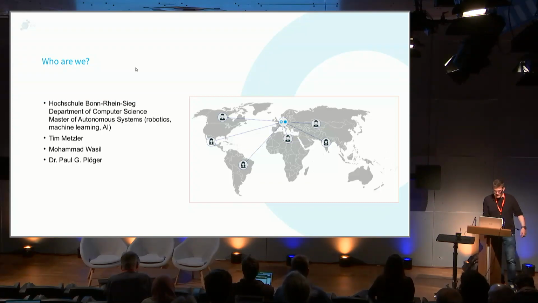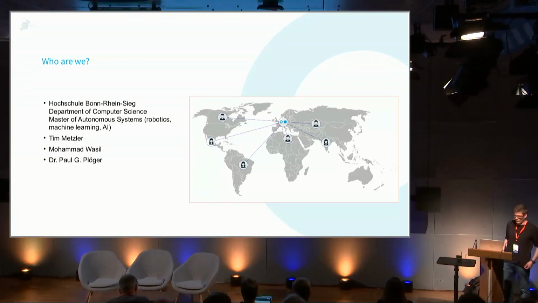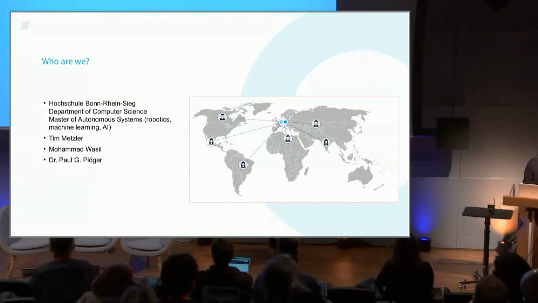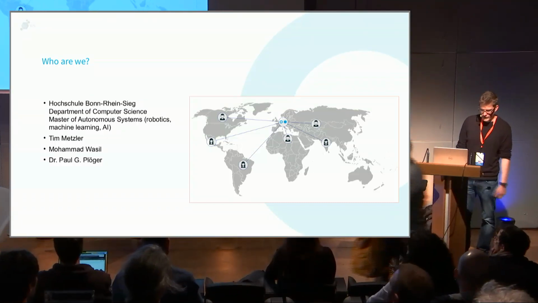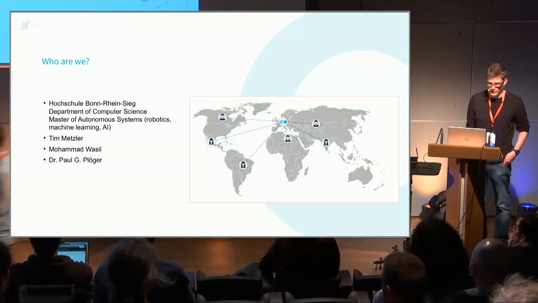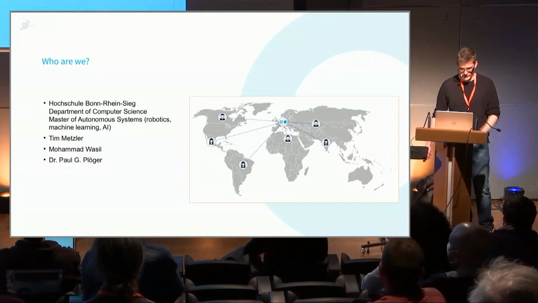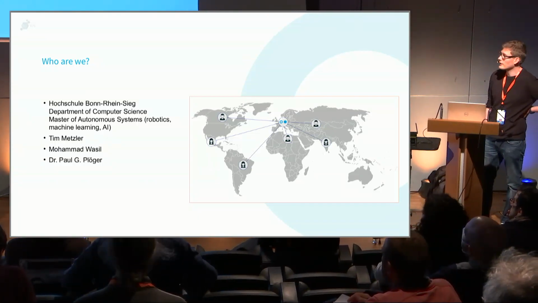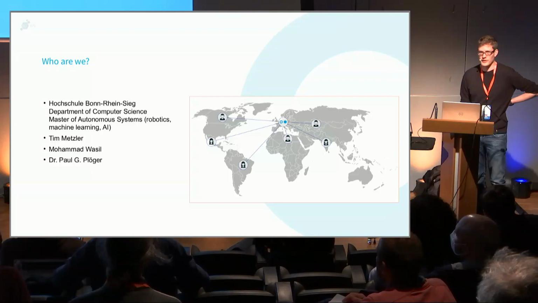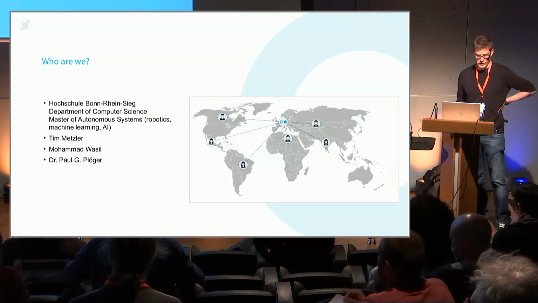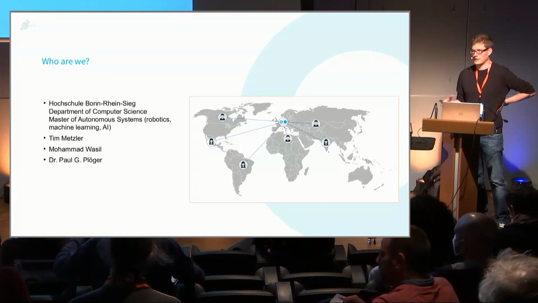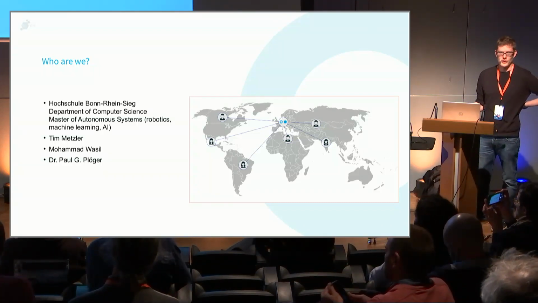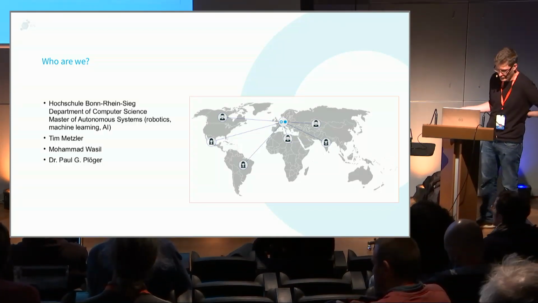So let me first tell you who we are, and my two colleagues are also sitting up there if you have questions later on. We're coming from a small or medium-sized University of Applied Science in the Rhine area of Germany, more specifically from the Master of Autonomous Systems, a course which is taught in English. It's international, with very small classes and a focus on robotics, machine learning, AI, and data science in general.